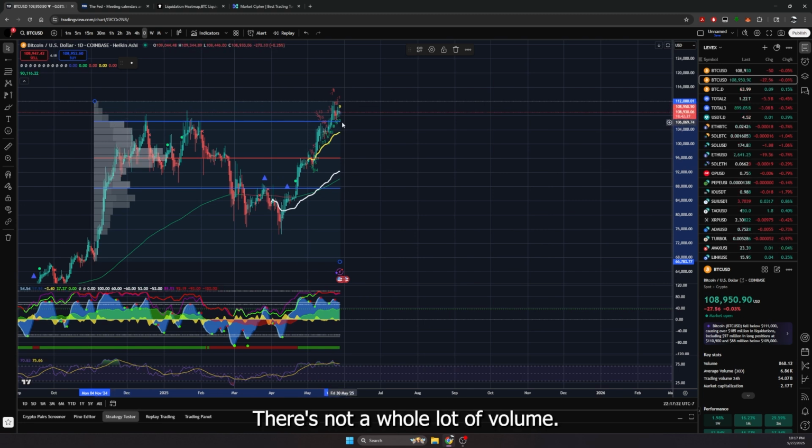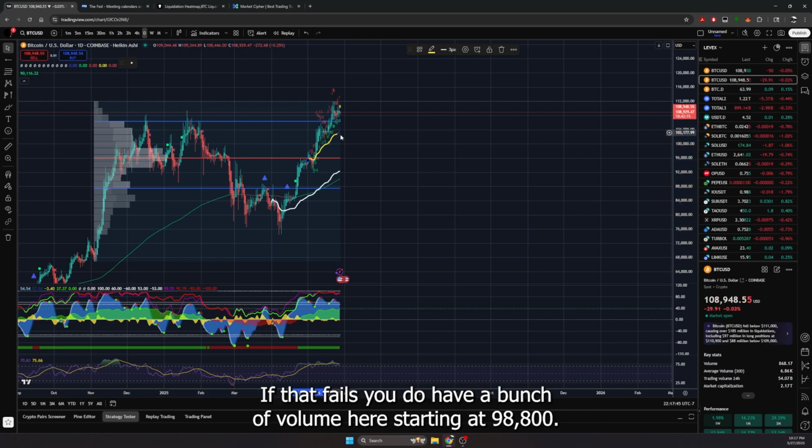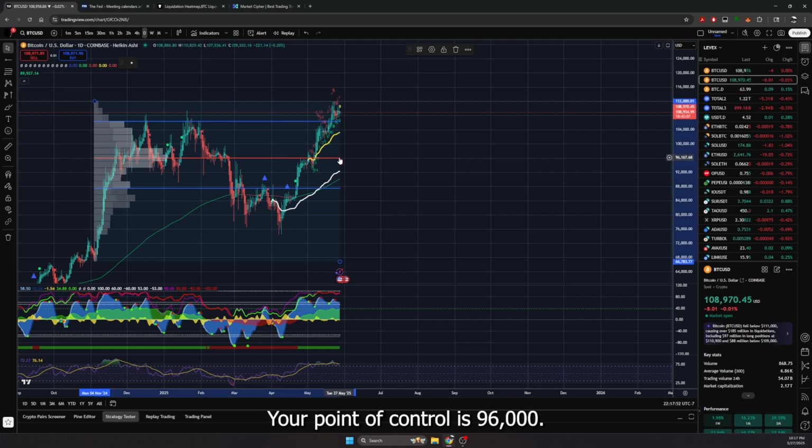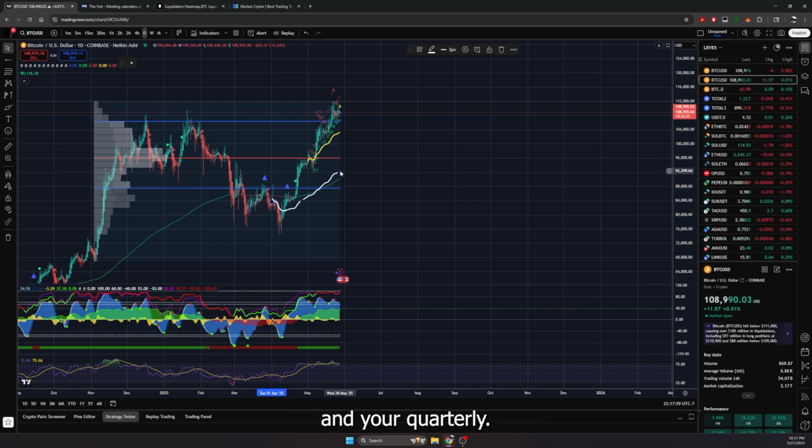There's not a whole lot of volume, but as you get lower, you do get some strength at 105. Your May at 103. If that fails, you do have a bunch of volume here starting at 98.8. Your point of control is 96,000. And if that fails on a daily close, then you're checking for April and your quarterly. So those are my downside targets.